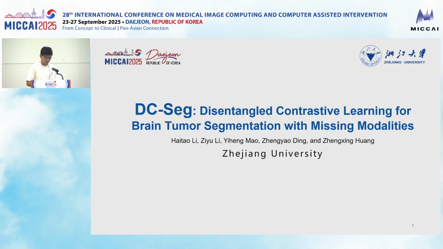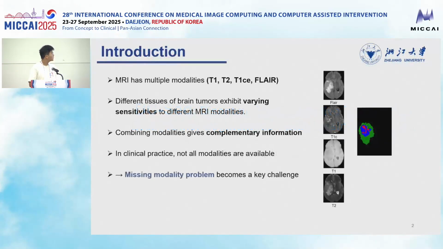The paper I'm going to share today is DC-Seg, Disentangled Contrastive Learning for brain tumor segmentation with missing modalities. The background of this paper is brain tumor segmentation with missing modalities. As we know, MRI has many different modalities such as T1, T2, and FLAIR.